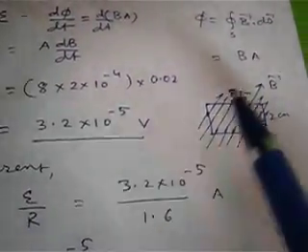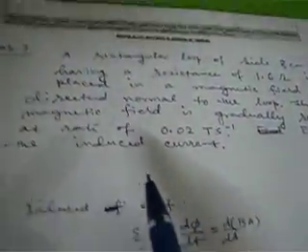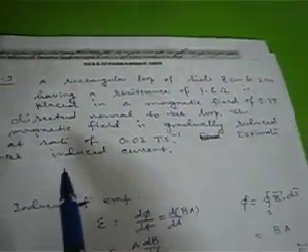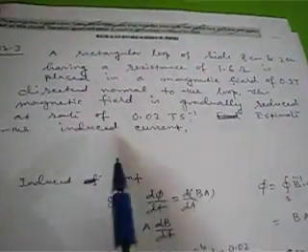Therefore, induced current should be associated with this loop, and you have to calculate the value of the induced current. That is the problem. You may read the problem. It is written over here.